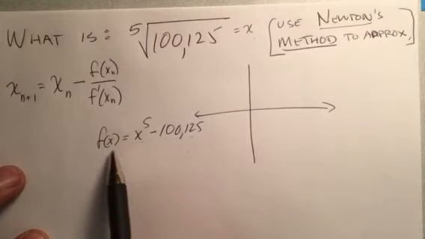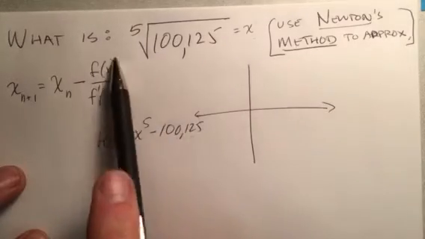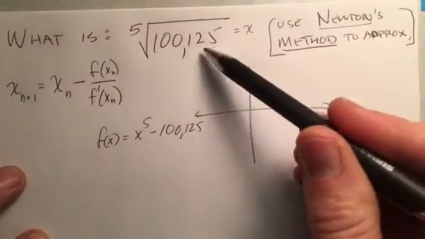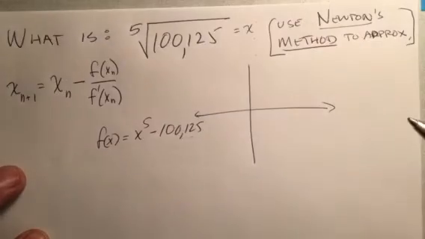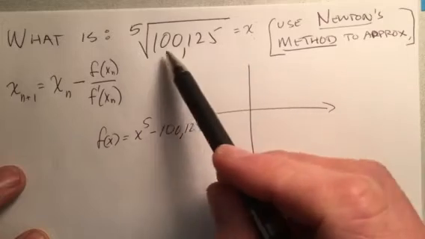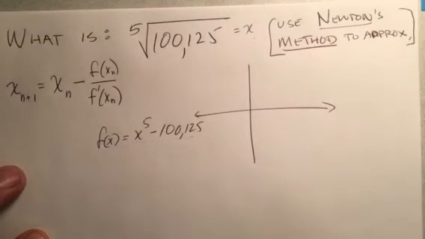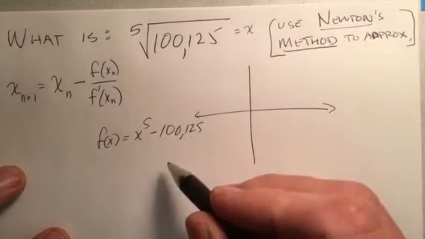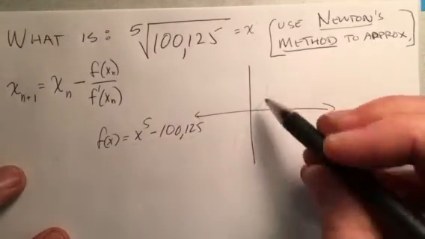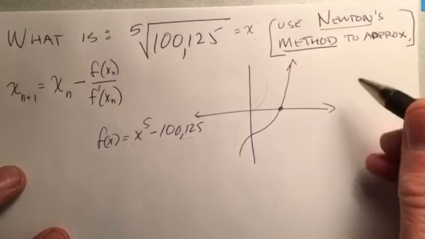the zero of this will give me the desired value, the decimal equivalent of what I'm looking for. Going from the original problem into this function notation is not a difficult skill: write it equal to x, get the number by itself, unpeel it, and set it equal to 0. What would a graph like that look like? x to the fifth looks like this, and if we translate it down 100,125, it looks something like this. What we're looking for is that zero.